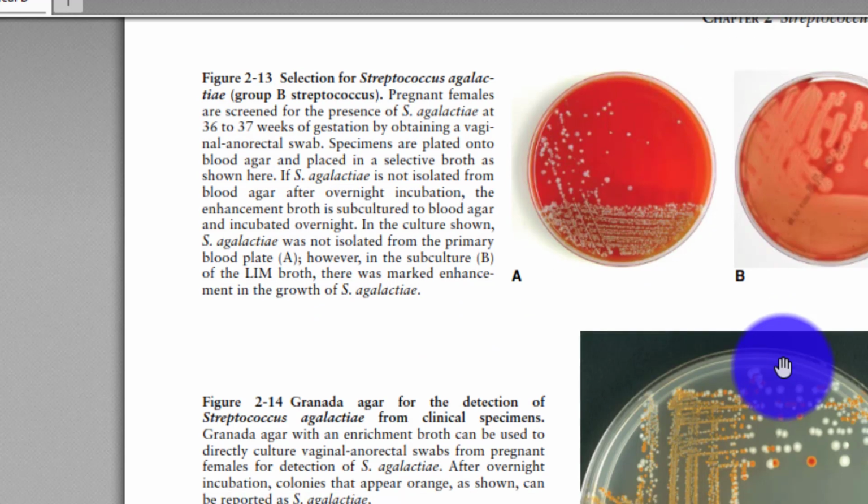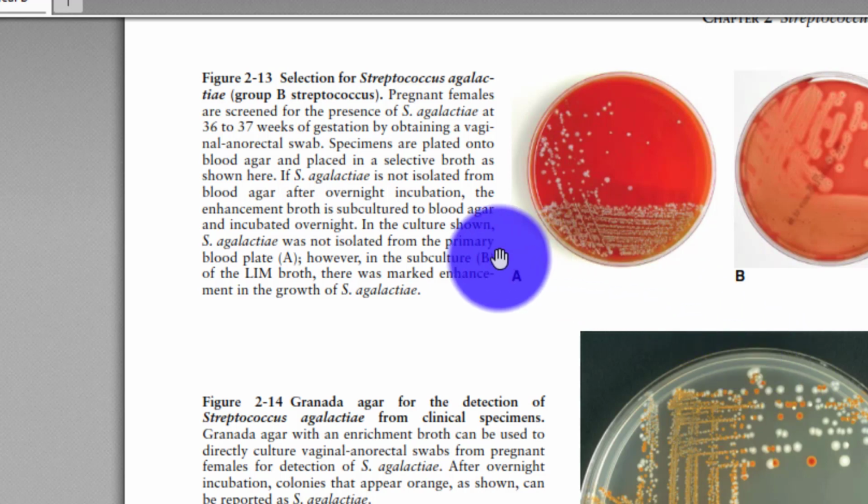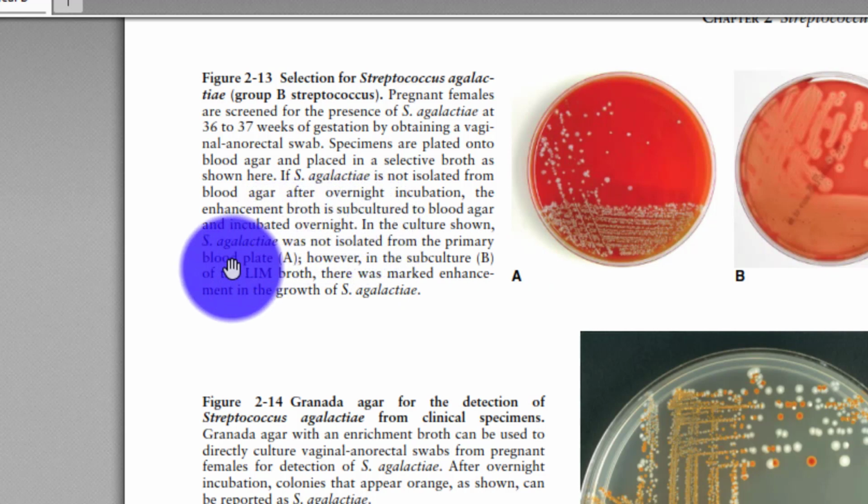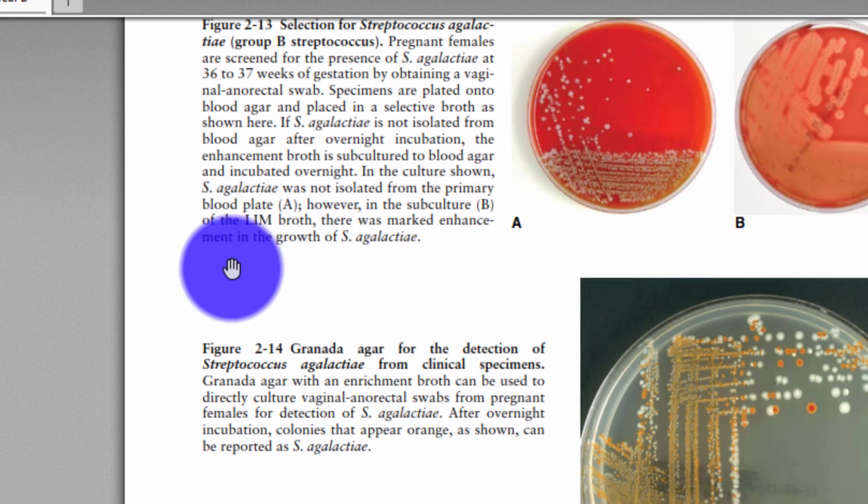Pregnant females are screened for the presence of Strep agalactiae at 36 to 37 weeks of gestation by obtaining a vaginal rectal swab, plated on the blood agar and placed in the selective broth as shown, incubated overnight, and the enhancement broth is subcultured to blood agar. Here, Granada agar for detection of Streptococcus agalactiae from clinical specimen. Granada agar with enrichment broth.